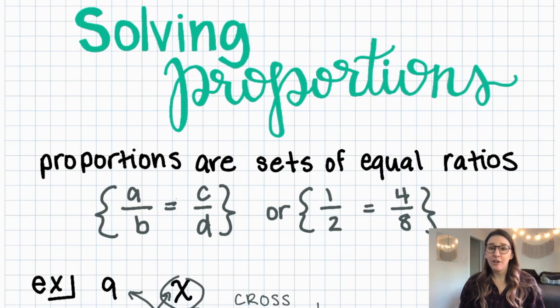So that's it. That's a very quick explanation of how you can solve proportions with unknown variables.